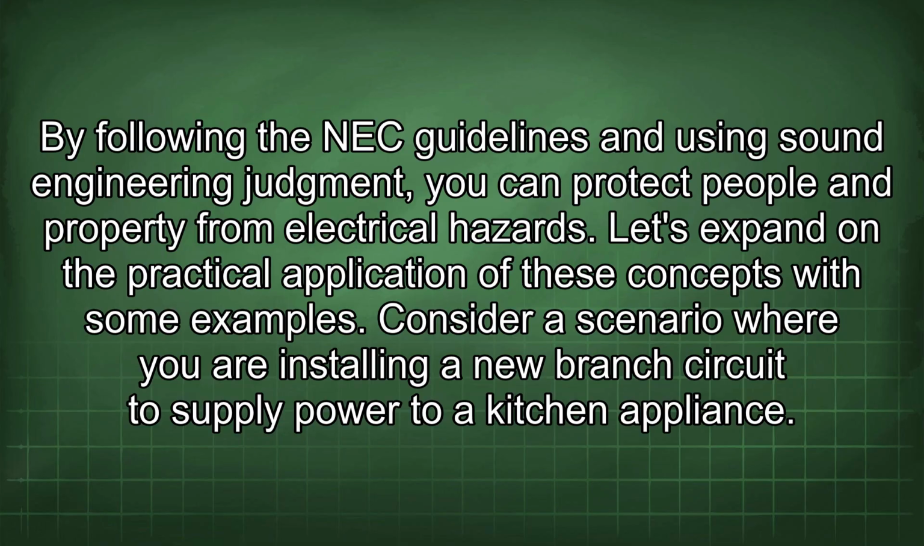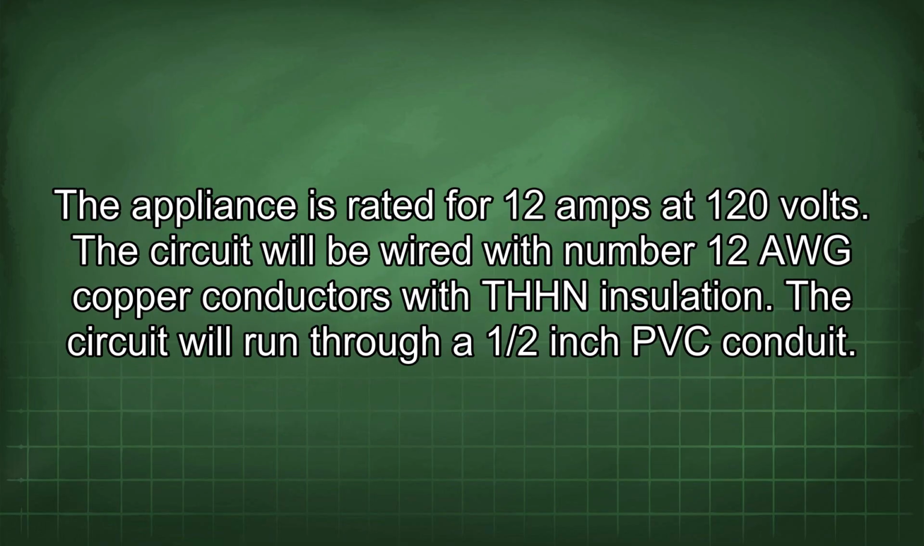Let's expand on the practical application of these concepts with some examples. Consider a scenario where you are installing a new branch circuit to supply power to a kitchen appliance. The appliance is rated for 12 amps at 120 volts. The circuit will be wired with number 12 AWG copper conductors with THHN insulation. The circuit will run through a 1/2-inch PVC conduit.